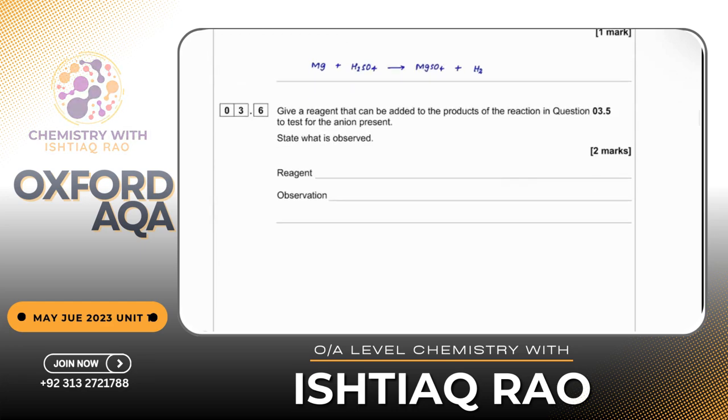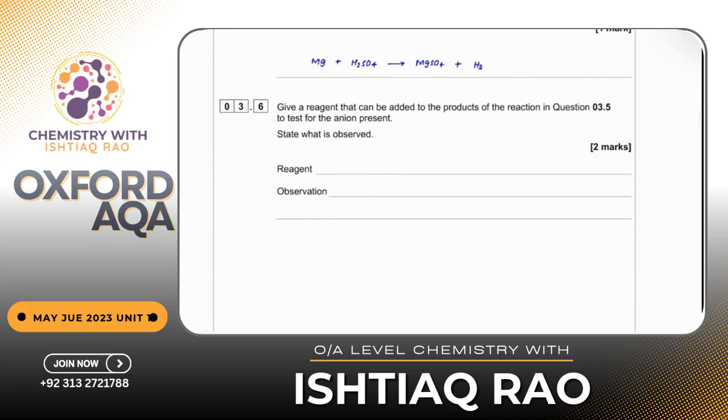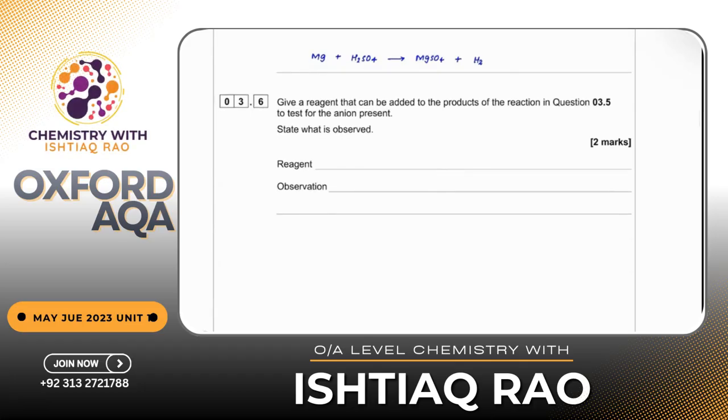Give a reagent that can be added to the products of the reaction in question 3.5. State what is observed. Basically, it's a test for sulfate ion because we have magnesium sulfate. When you add barium nitrate, barium sulfate would be produced, and barium sulfate would give you the white precipitate. If you can see the white precipitate, this is the confirmatory test for the presence of sulfate.